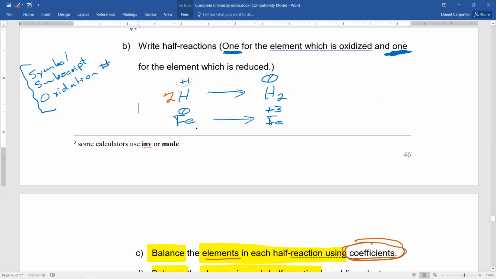1 iron on the left, understood 1 subscript. 1 iron on the right, understood 1 subscript. So 1 on the left, 1 on the right. That is already balanced.